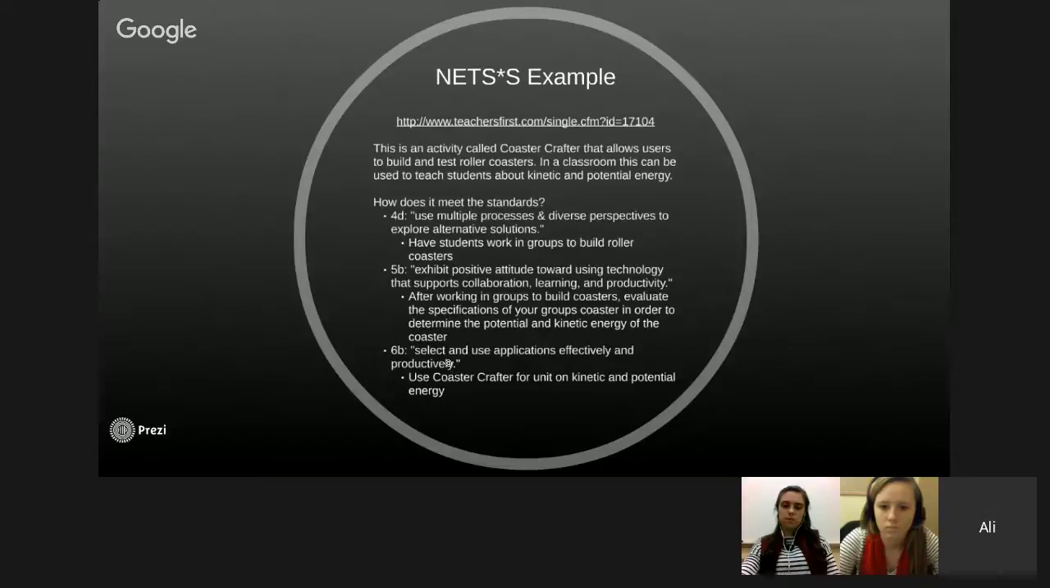And 6B states select and use applications effectively and productively. They would be using this activity appropriately because Coaster Crafter is for kinetic and potential energy testing, which would be an application of the unit.